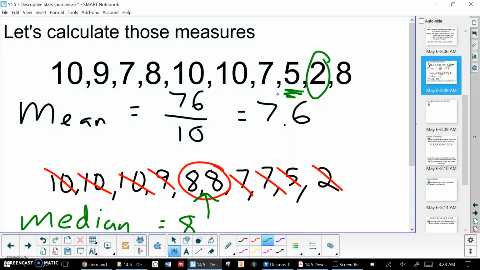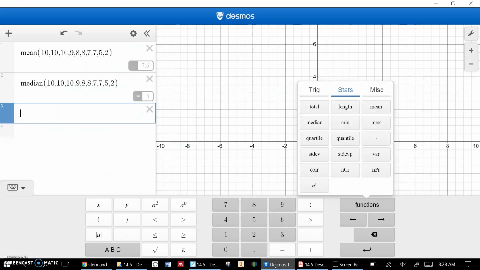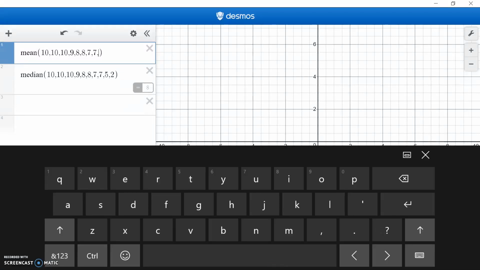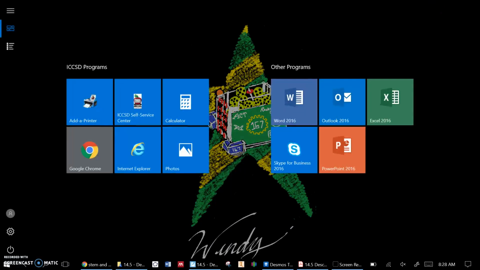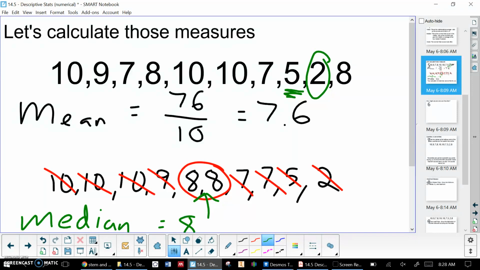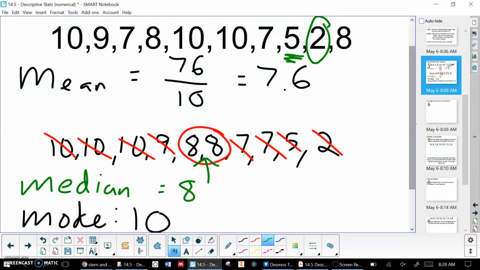In fact, if we wanted to go ahead and do that right now, we could look back at Desmos here, and if we just went to our mean and took off those two scores, we'd see that our mean jumps to 8.625. And so quite a big difference there with those two outliers in there. Mean is used a lot, but the outliers have a lot of effect on the mean.